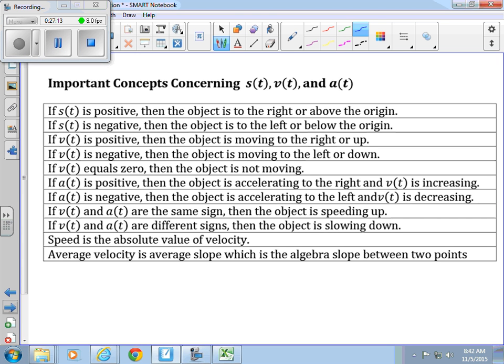If velocity equals 0, then the object is not moving. Now, it could have a velocity that's 0 for a long time, or it could be that I'm walking and I stop and turn around, right? That could be a velocity of 0 for just a second. Or maybe I'm walking and I stop to tie my shoe and then I get back up and keep going. So it doesn't mean it's necessarily a turnaround point, but it's probably a turnaround point. It could be a turnaround point. If A of t is positive, then the object is accelerating to the right and V of t is increasing.